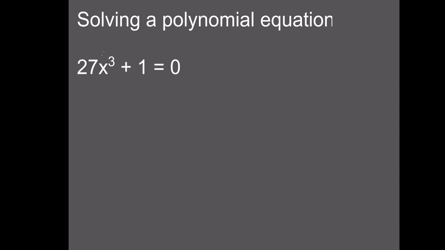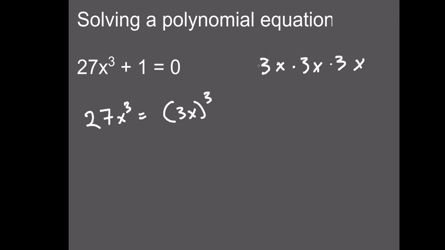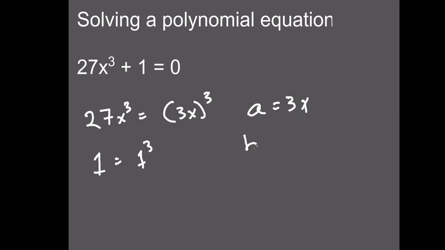This is a plus. 27x cubed is a perfect cube, and 1 is a perfect cube, because 27x cubed is equal to 3x cubed. If I do 3x times 3x times 3x, I have 3 times 3 times 3, which is 27, and x times x times x, which is x cubed. So this is true. So that would be our a value, 3x. And then 1 is equal to 1 cubed. So a is equal to 3x, and b is equal to 1.